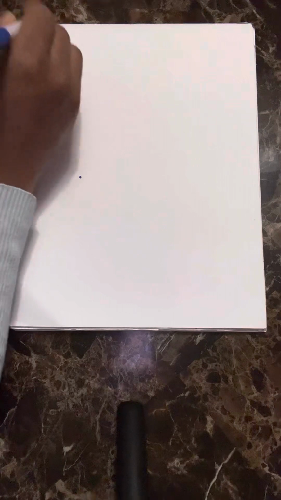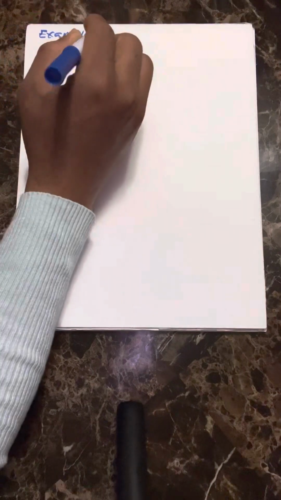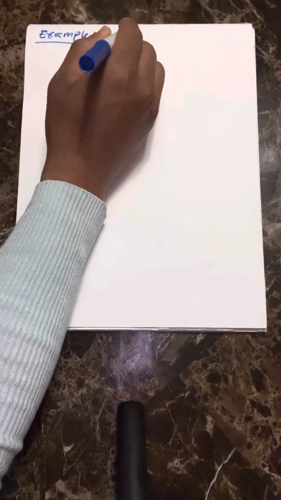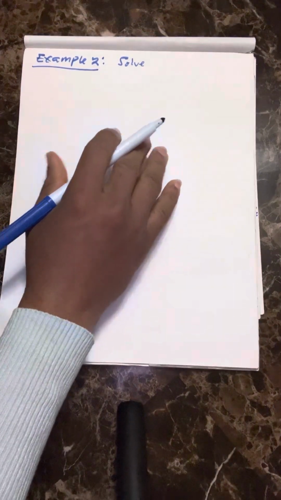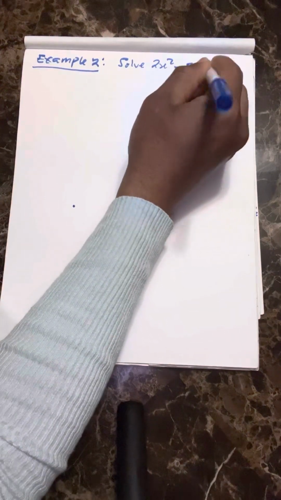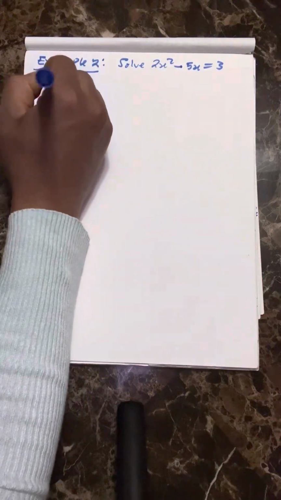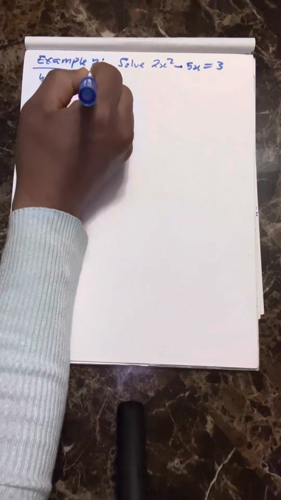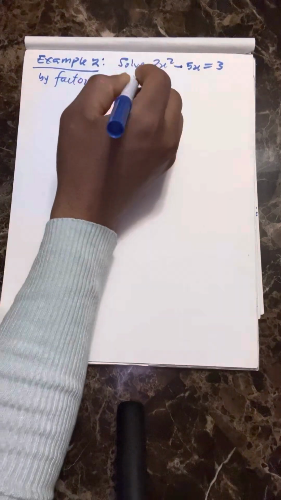Let's take another example. Example 2. Solve 2x squared minus 5x equals 3 by factorization. By the factorization method.